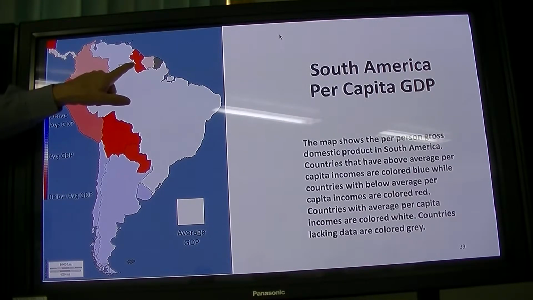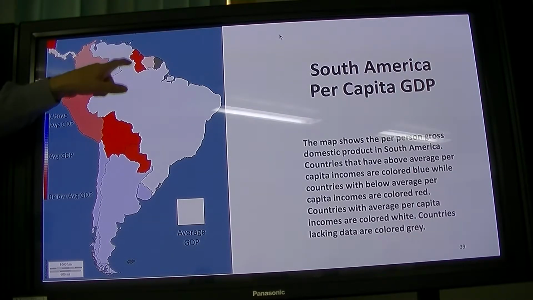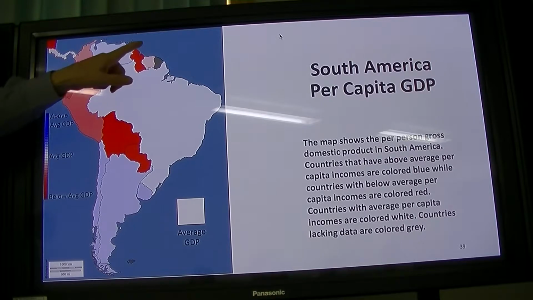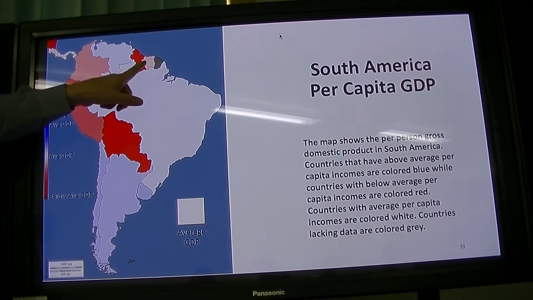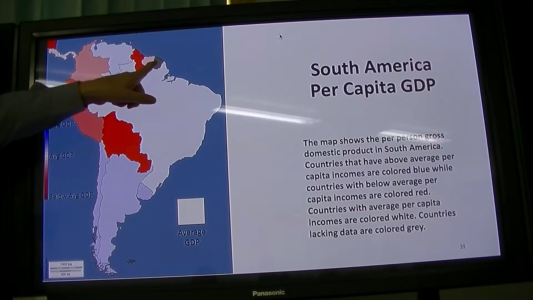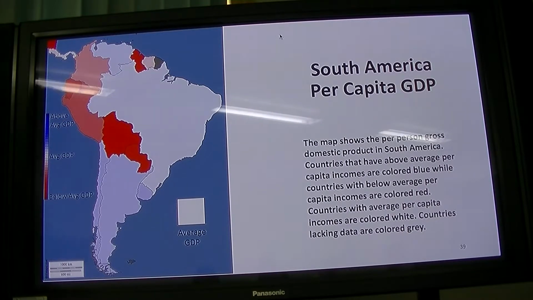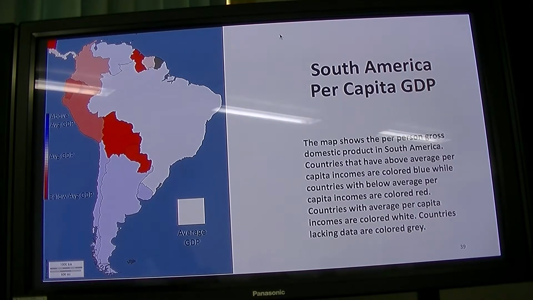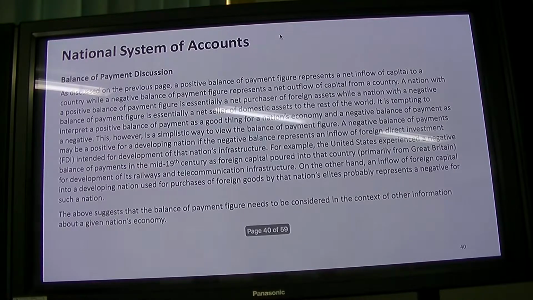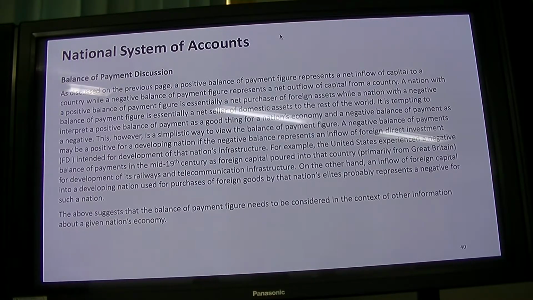Then this is Guyana. This was an English colony. It's relatively poor. That's Suriname. That was a Dutch colony. That's French Guyana. There's not a lot of data. It's typically lacking data, so you'll see that. Now I'm going to talk about the balance of payments.